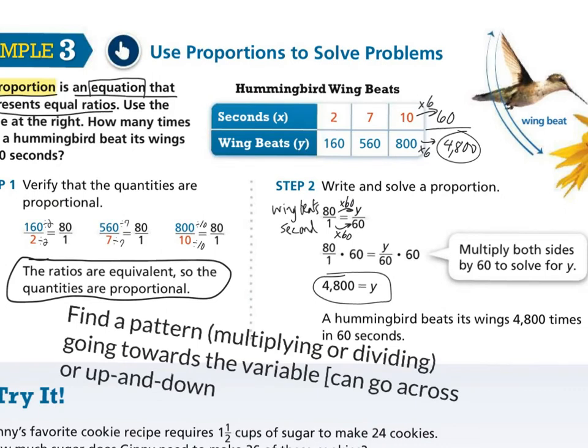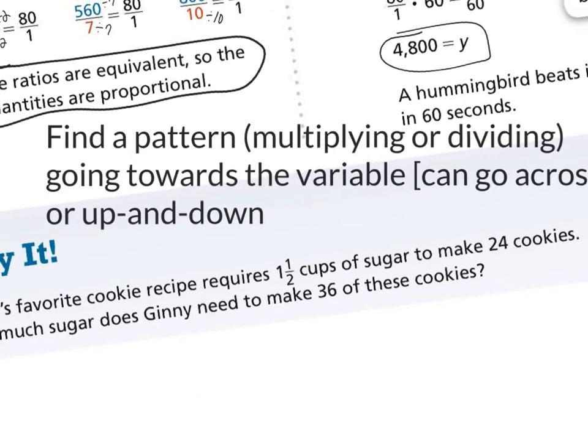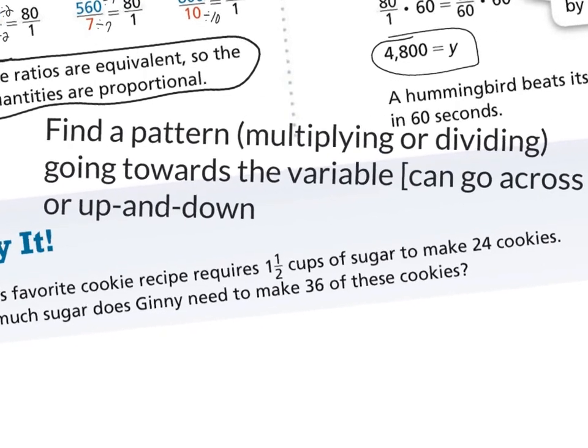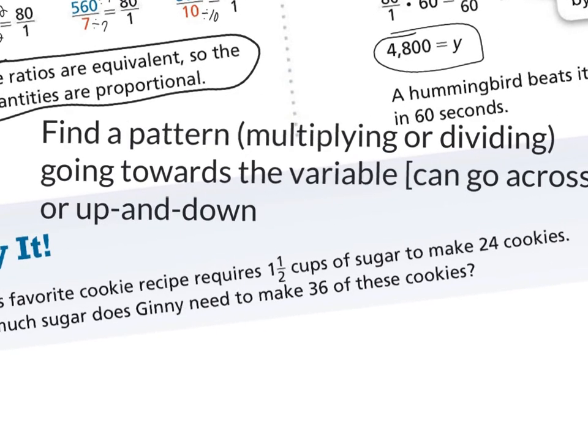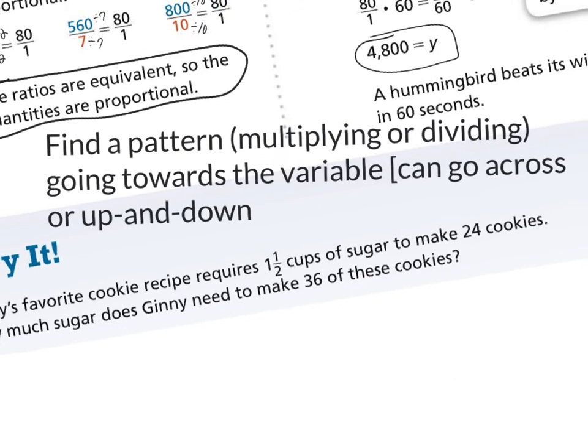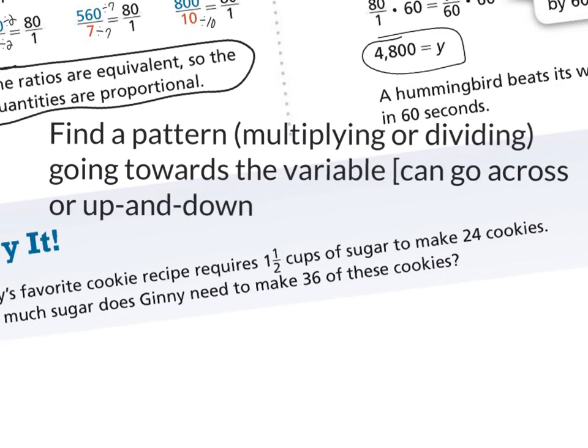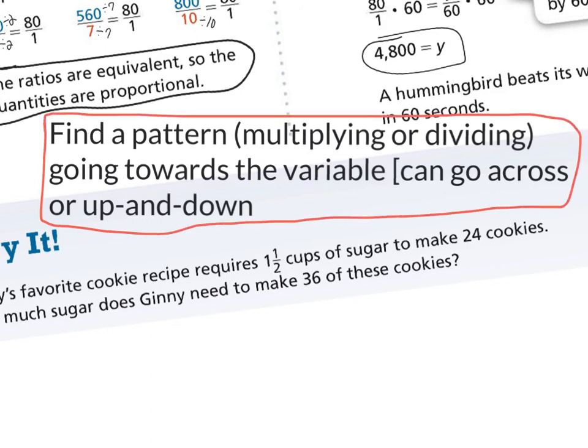So one thing, as you do these proportions, as you try to solve these, one way you can do these is to try to look for a pattern, multiplying or dividing, going towards the variable. The pattern does have to be multiplying or dividing, but we can actually go either across, or we can go up and down. But again, try to go towards the variable with your pattern, because then when you're actually finding the variable, that will tell you what you need to do to find what the answer is for the variable.